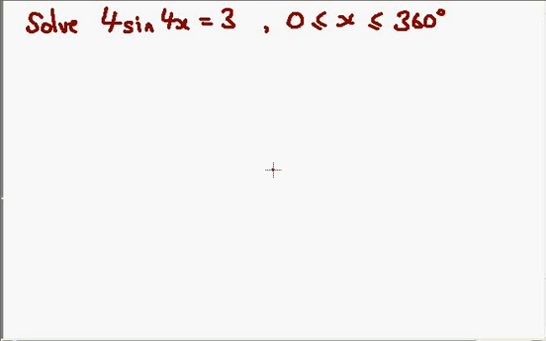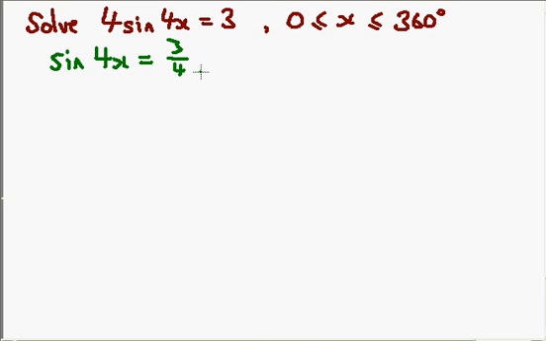Okay, we're going to be looking at this more complicated trig equation here: 4 sine 4x is equal to 3. The first thing that you really need to do in this case is to rewrite the equation as sine 4x is equal to 3/4. Okay, so divide both sides by 4.